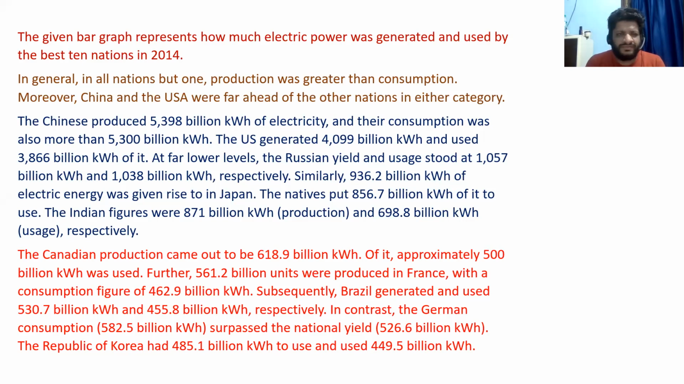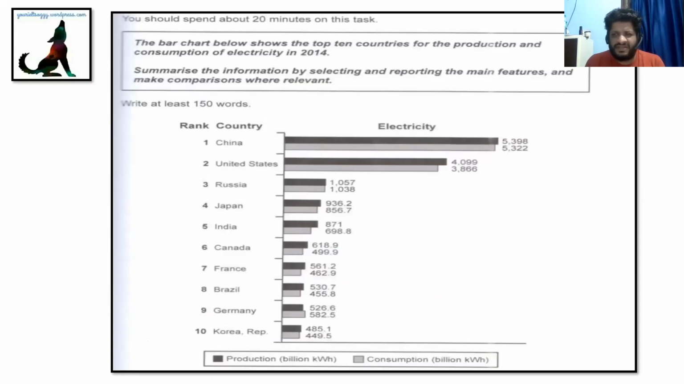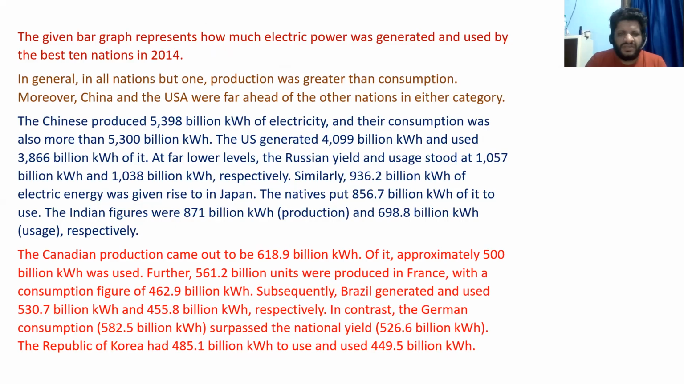Because of the year. The Chinese produced 5398 billion kilowatt hours of electricity, and their consumption was also more than 5300 billion kilowatt hours. The US generated 4099 billion kilowatt hours and used 3866 billion kilowatt hours of it at far lower levels. Now I have mentioned that because it has been put forth in a generic form in the overview that the upper two ones are far ahead of the others. So I should be clarifying that in the details also.